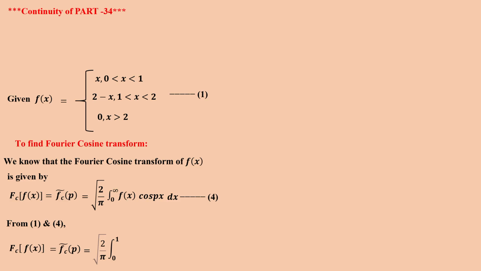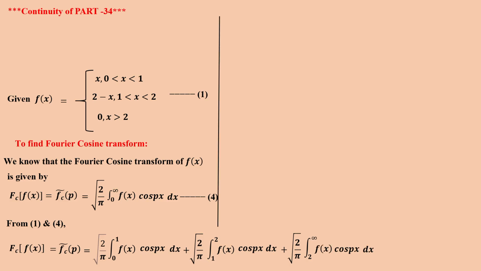because in 1 the function is split into 3 intervals. In 0 to 1 the value of the function is x. In 1 to 2 the value of the function is 2 minus x, and from 2 to infinite the value of the function is 0. That is why we split the integral into 3. First 0 to 1 f of x cos px dx, plus root 2 divided by pi integral 1 to 2 f of x cos px dx, plus root 2 divided by pi integral 2 to infinite f of x cos px dx.